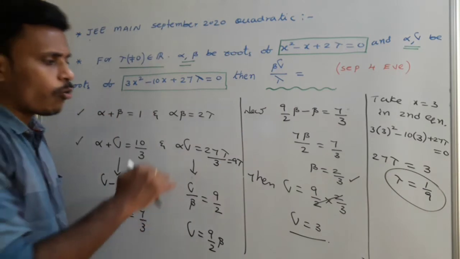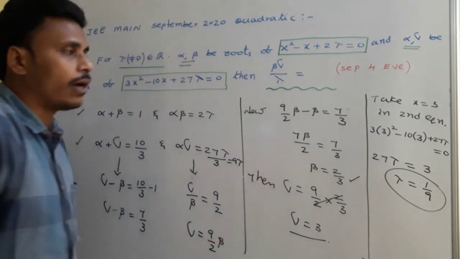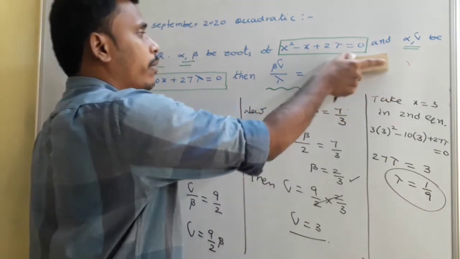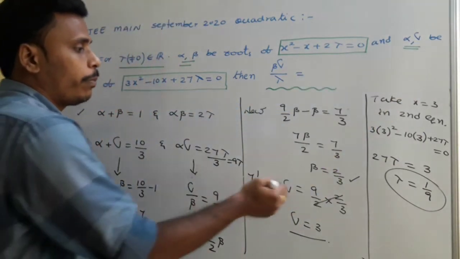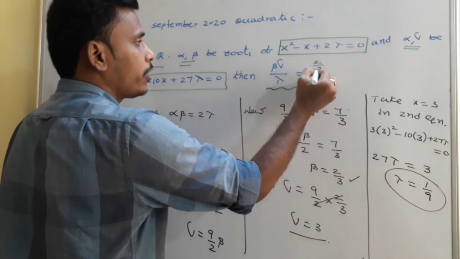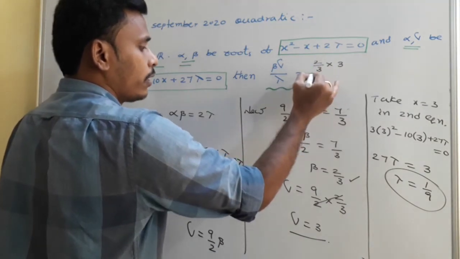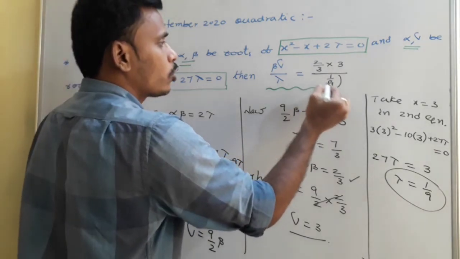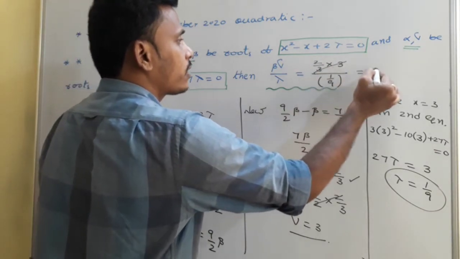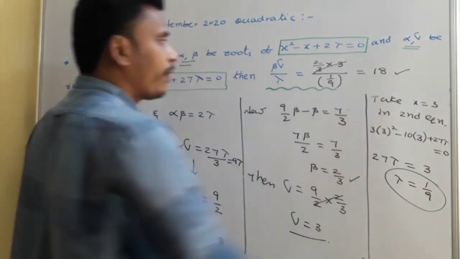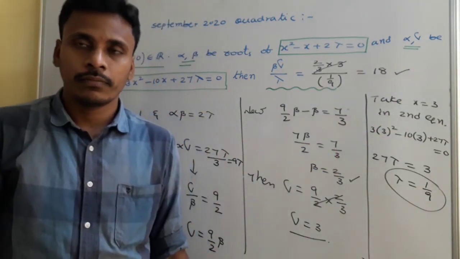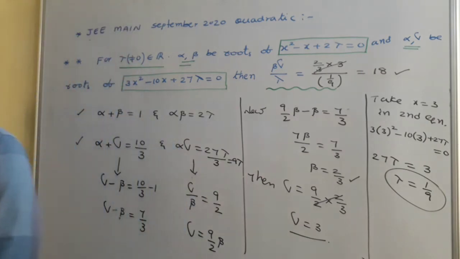So at the end I have beta, I have gamma, I have lambda. What I need to find? I need to find beta gamma by lambda. Beta, which is 2 by 3, gamma 3, divided by lambda, which is 1 by 9. When you simplify, 3 and 3 will get cancelled. 9 2s is 18, and that's your answer. So beta gamma by lambda is 18. Is it clear? Have a look.